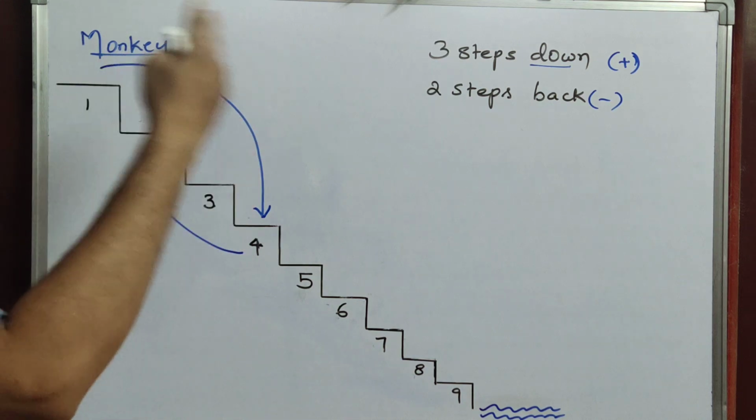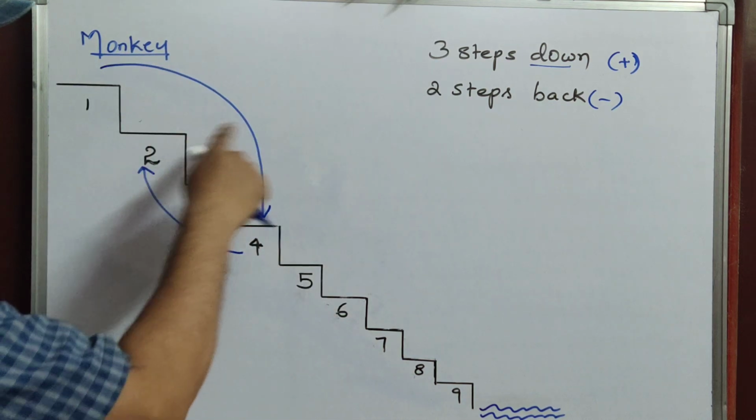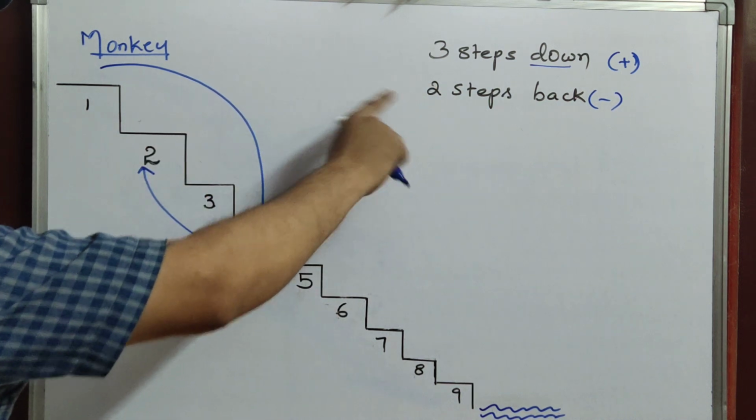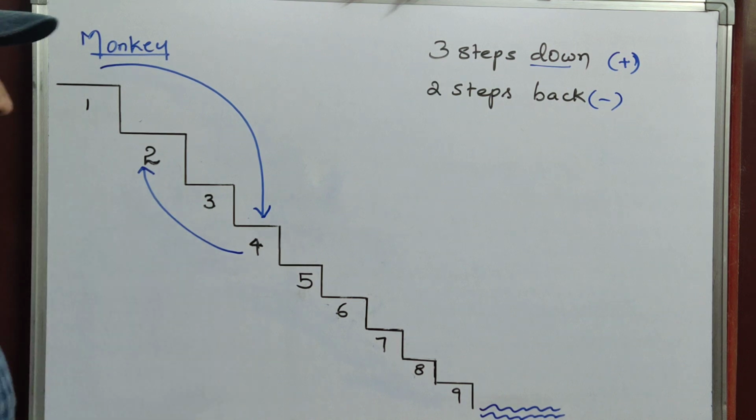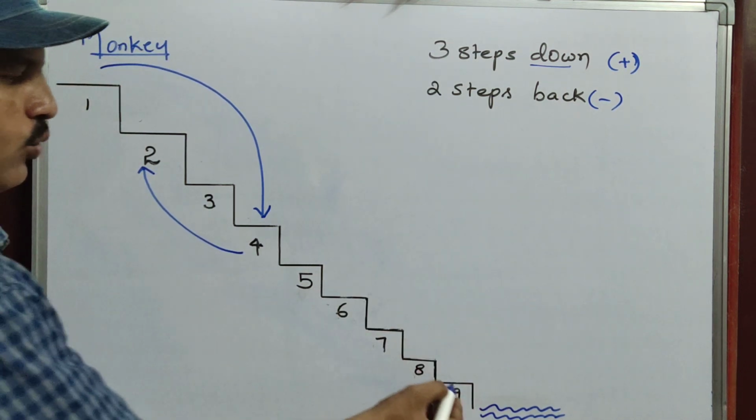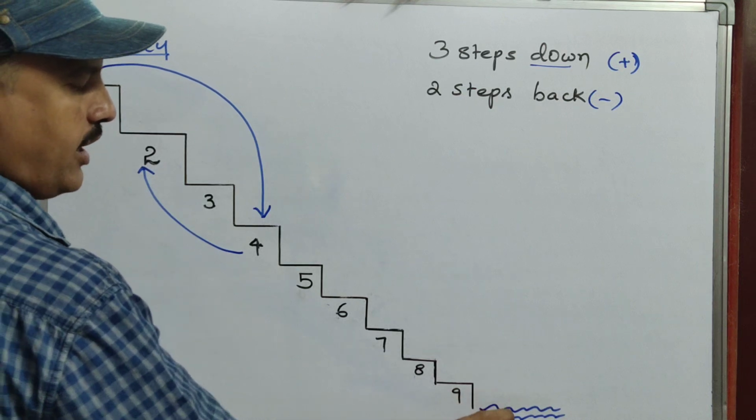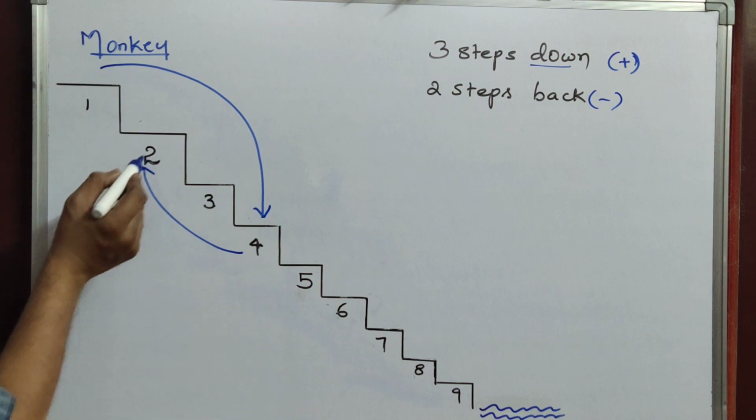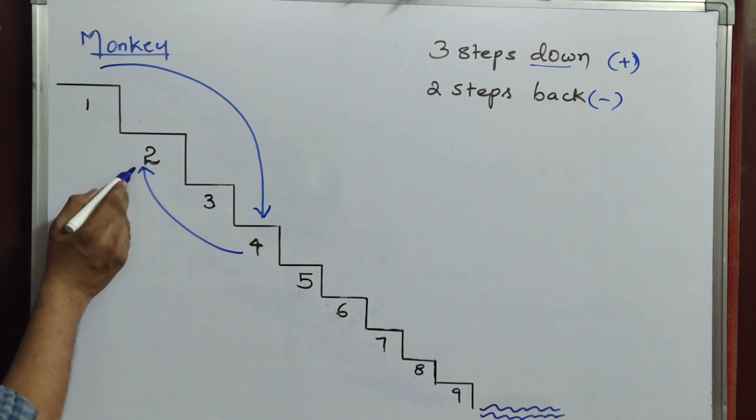Again, we have to follow that cyclic form. You have to follow these 3 steps and 2 steps, and see when the monkey is going to reach the ninth step, because once it reaches the ninth step, it can have water easily. Now the monkey is on the second step.